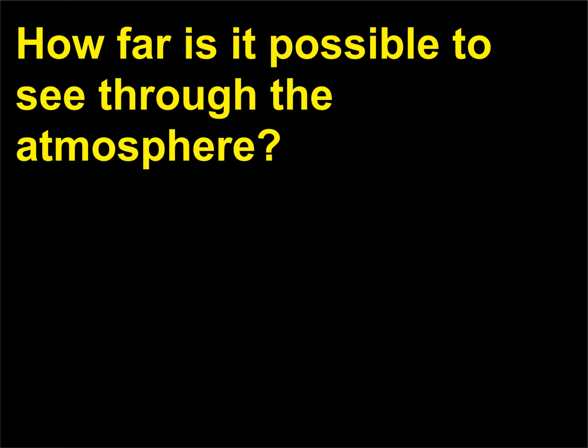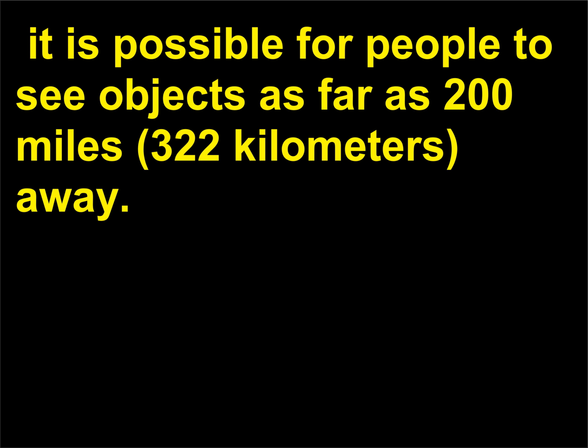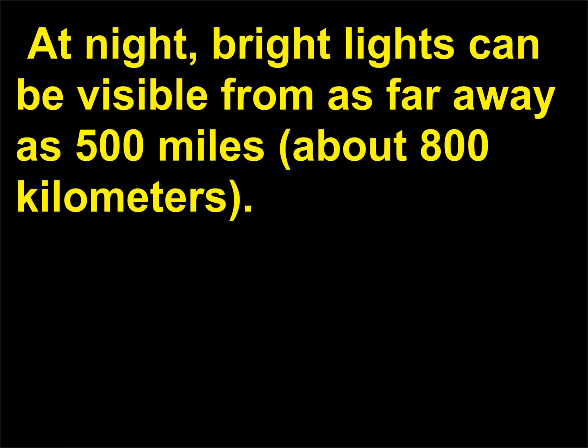How far is it possible to see through the atmosphere? On a clear day that is free of haze and pollution, it is possible for people to see objects as far as 200 miles, 322 kilometers, away. At night, bright lights can be visible from as far away as 500 miles, about 800 kilometers.